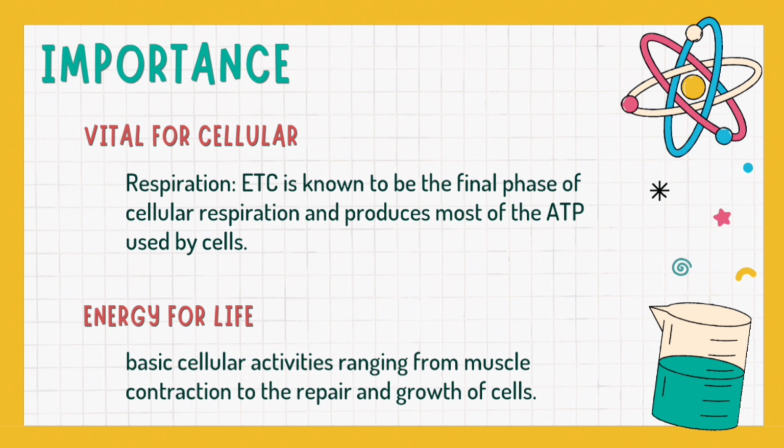Basic cellular activities range from muscle contraction to repair and growth of cells. ATP produced by the ETC powers a wide range of cellular activities. First is muscle contraction, a basic activity. Next is cell repair and growth, essential for maintaining and building tissues. And last are basic cellular processes, which include protein synthesis, DNA replication, and active transport.